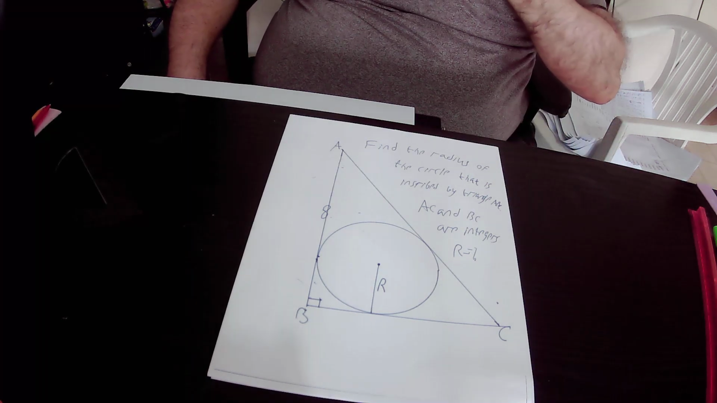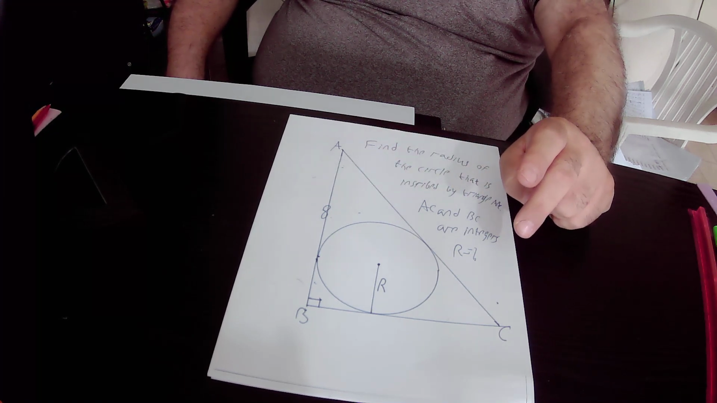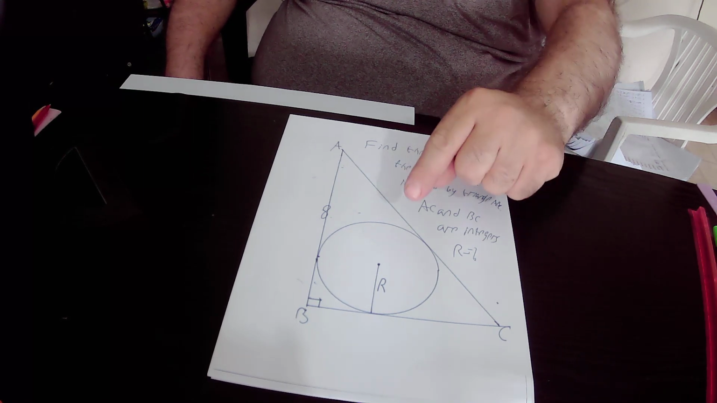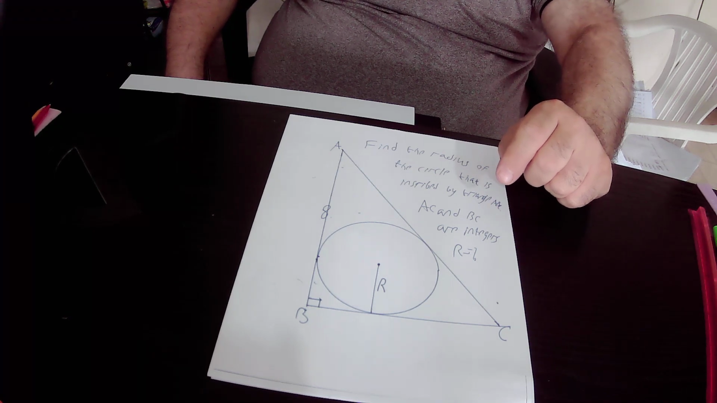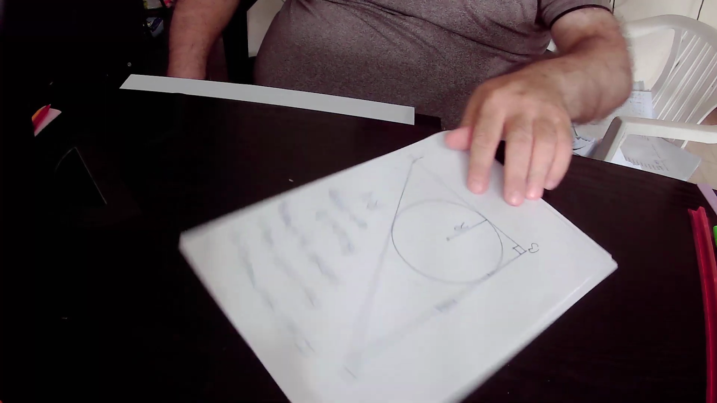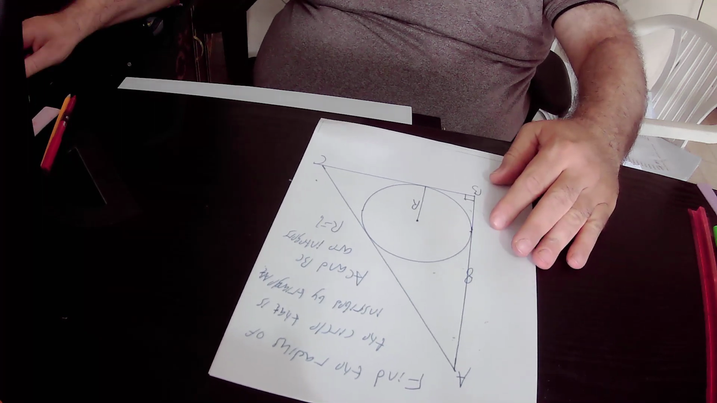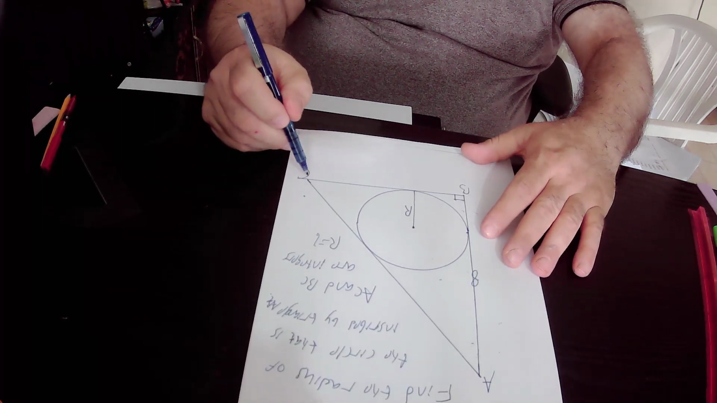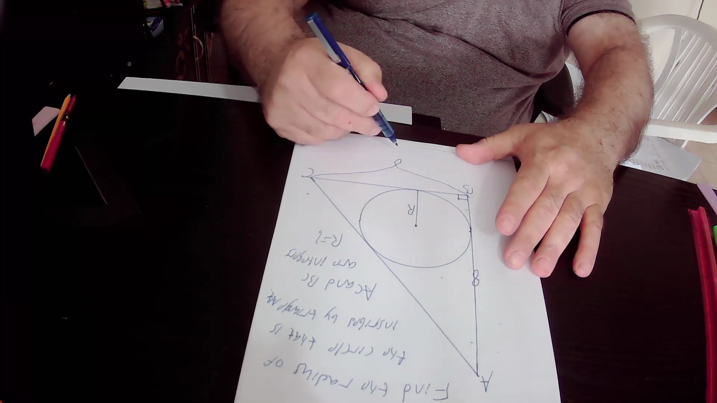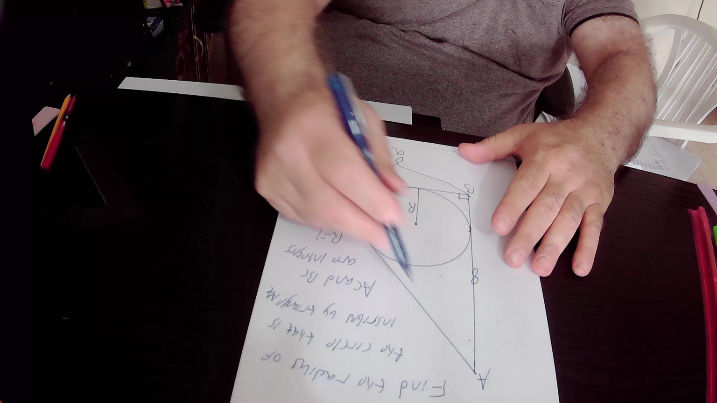Inside this right triangle, triangle ABC, we have this circle. So this circle is described by triangle ABC, and we want to find out the radius of this circle. So first of all, we define side BC as A. And we will define side AC, the hypotenuse AC, as B.